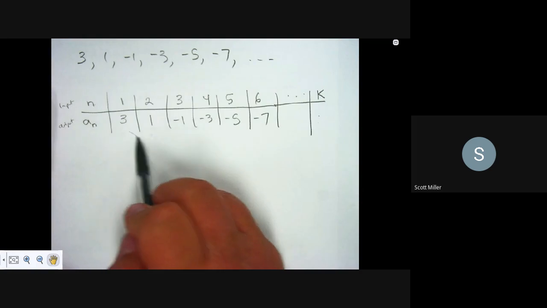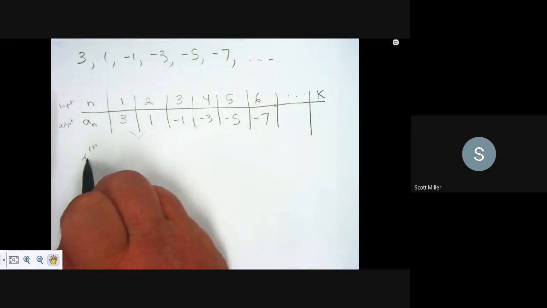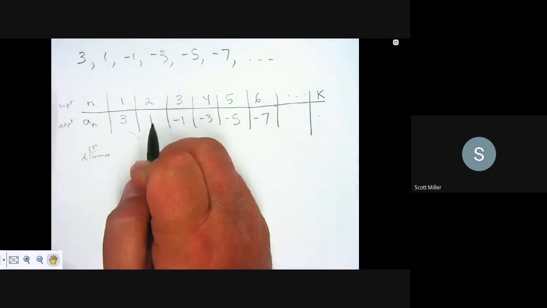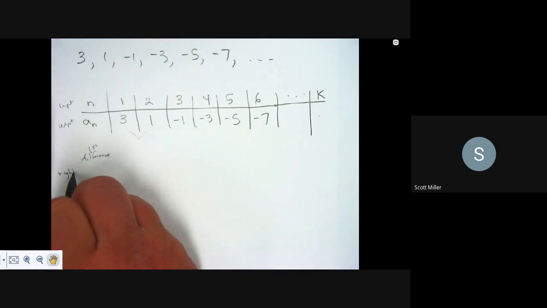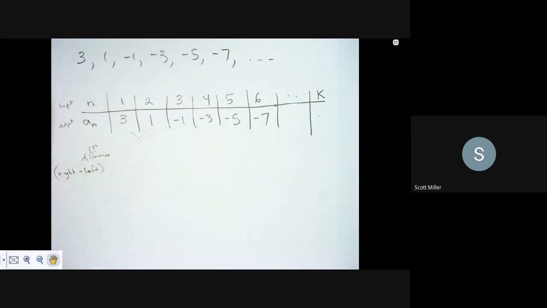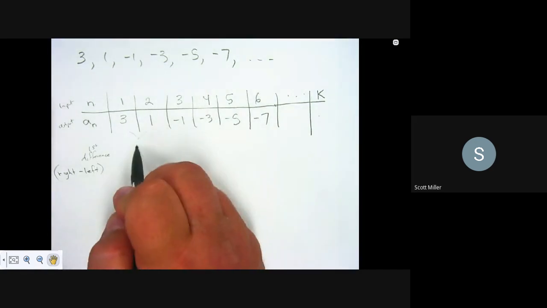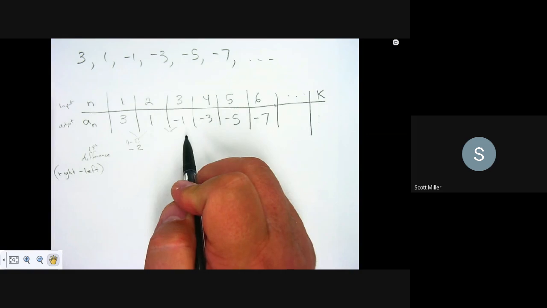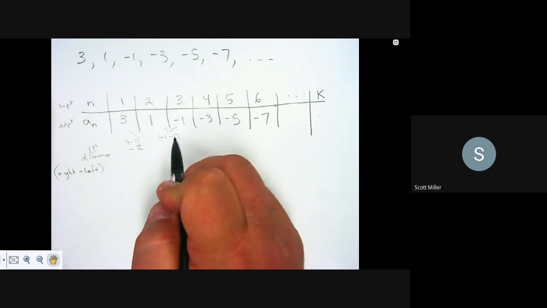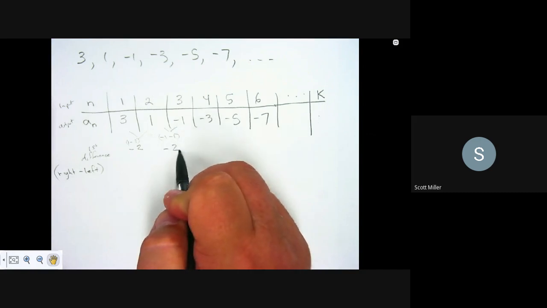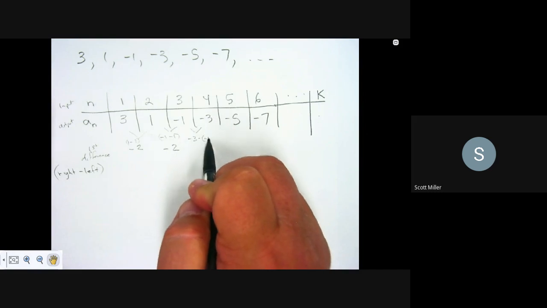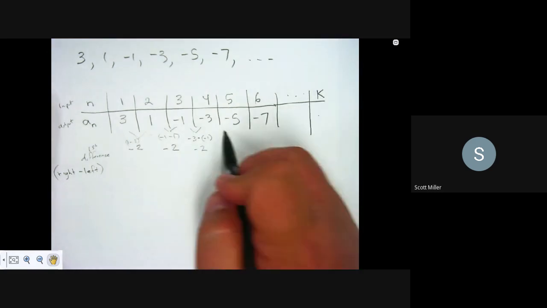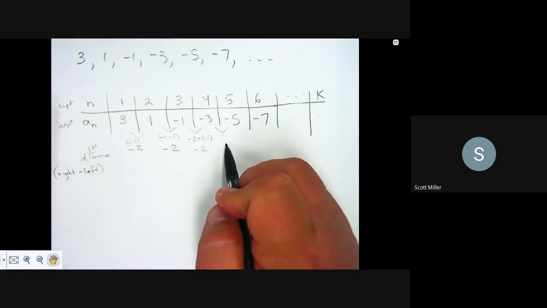So another technique is this. This is called the first difference. Subtract these two numbers. When you subtract them, it would be the right one minus the left one. It's always right minus left. So 1 minus 3, -2. Subtract those two numbers. Again, right minus left. -1 minus 1, -2. Subtract those. -3 minus a -1, -2. Hopefully we're starting to see a pattern here, aren't we? Each one of these has a difference of -2.